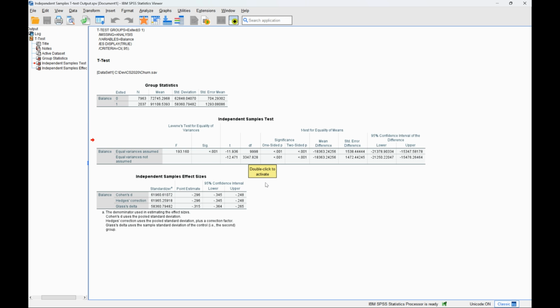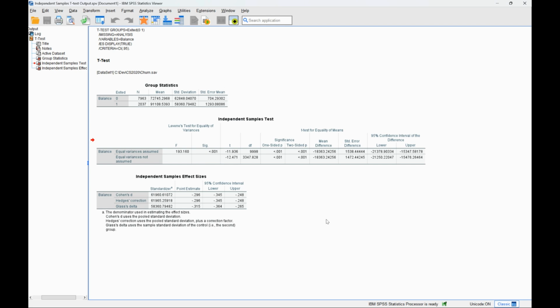Now, when it comes to the significance, or what we call the p-value, this is less than 0.001, which is extremely small. A small p-value means the observed difference in the account balances between the two groups is almost certainly not due to random chance. In fact, it's very likely a real difference.